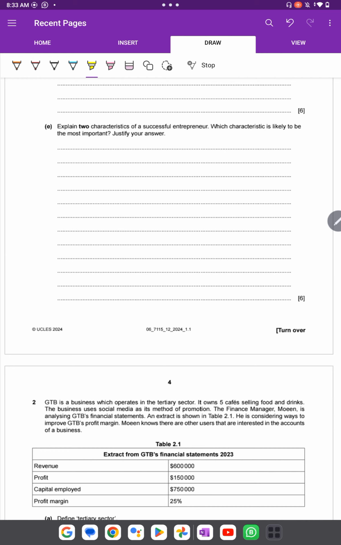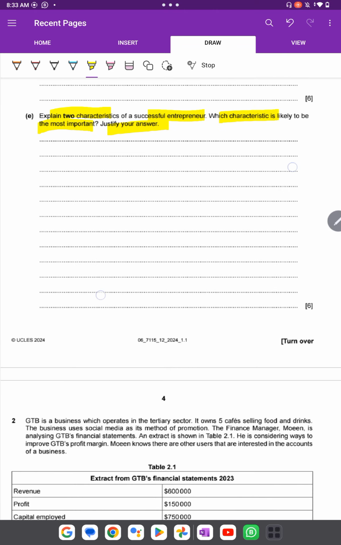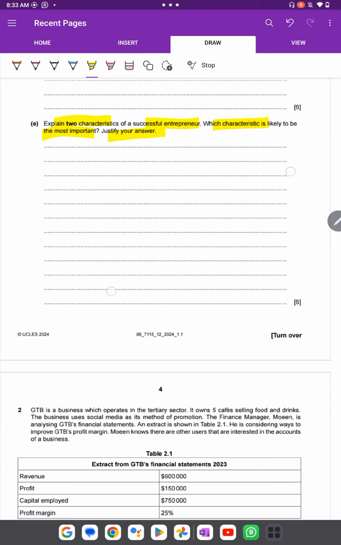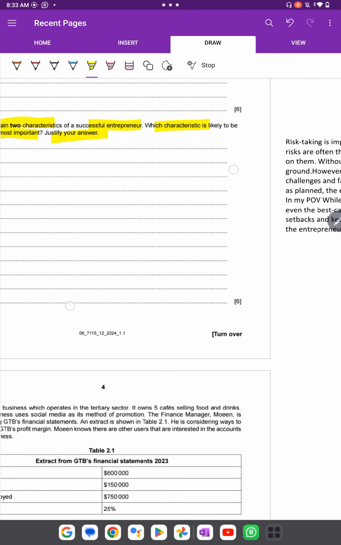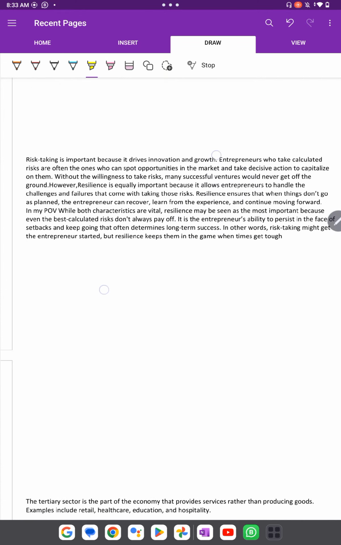So the next question is: explain two characteristics of a successful entrepreneur. Which characteristic is likely to be the most important? Justify your answer. So we know that there are a lot of characteristics of a successful entrepreneur, but we need to explain only two, and we also have to conclude which quality is more important.